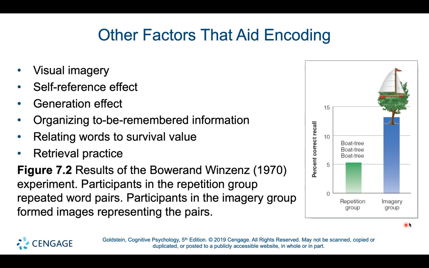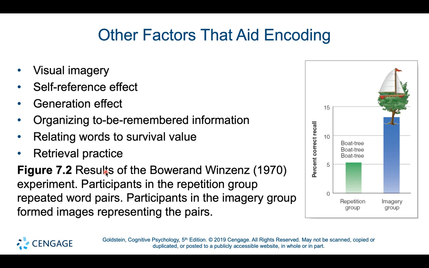But if you were in the group that was instructed to visually imagine the words together, so boat tree, you could imagine a boat sitting in a tree. This visual imagery actually increases memory ability and recall. So there's lots of factors that can actually help you encode information.